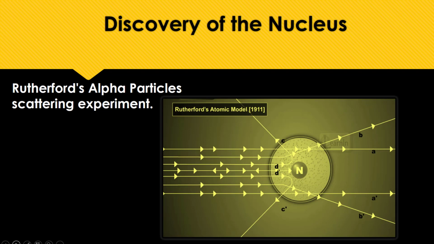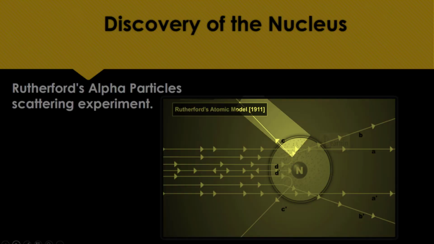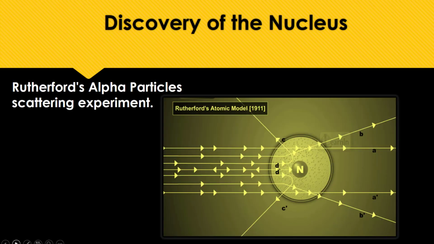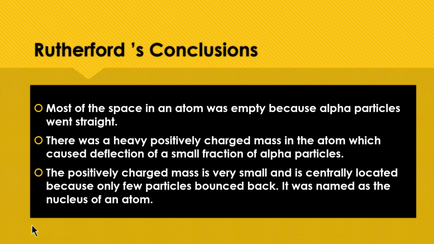And the next one is that only a few particles are bounced back. On this basis, Rutherford has given a few conclusions. So what are the conclusions here? Most of the space in an atom was empty, because alpha particles went straight.